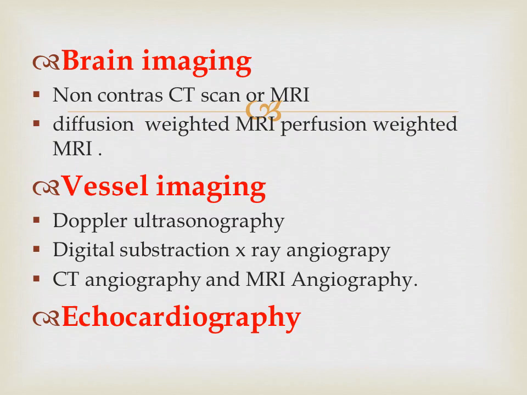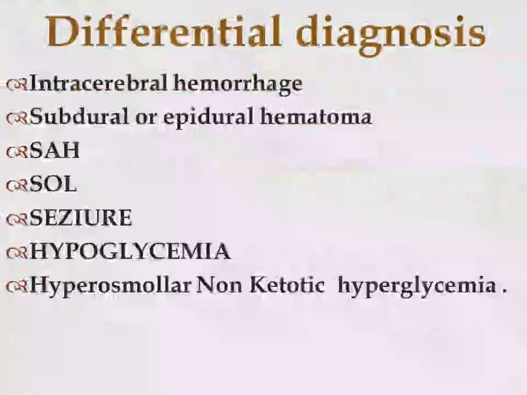CT angiography and MR angiography localize the site of occlusion. Echo is very important to exclude heart problems like cardiomyopathy, presence of thrombus, intra-arterial thrombus, ischemic heart disease, etc. The differential diagnosis of stroke should include intracerebral hemorrhage, subdural and epidural hematoma, subarachnoid hemorrhage, SOL, seizure, hypoglycemia, and hyperosmolar non-ketotic hyperglycemia. Obviously, these could be easily excluded by history, examination, and CT imaging.